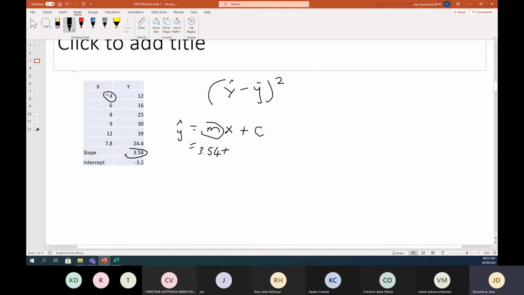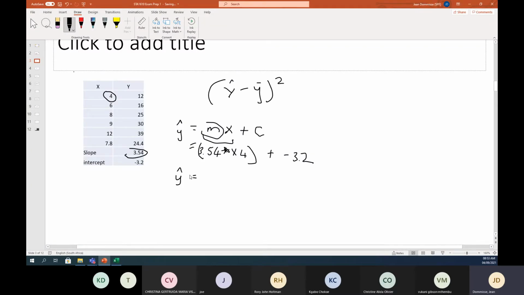Plus the x, or sorry, multiply the x with... the things have changed again. Okay, so I'm just multiplying 4. I must check how quickly these things have changed. So that is looking at that part, plus the slope, which is minus 3.2. Okay, so that would be your y hat.